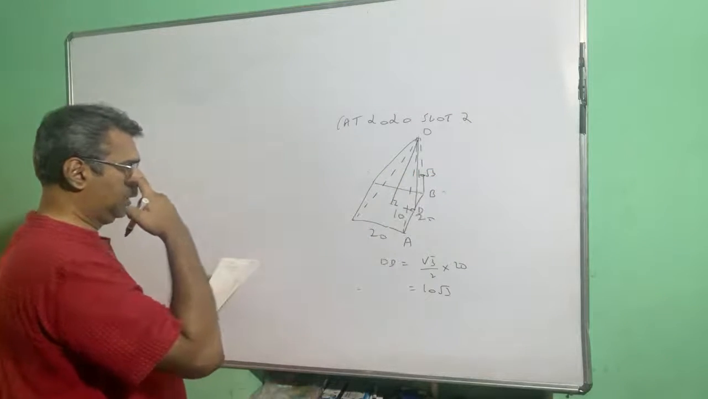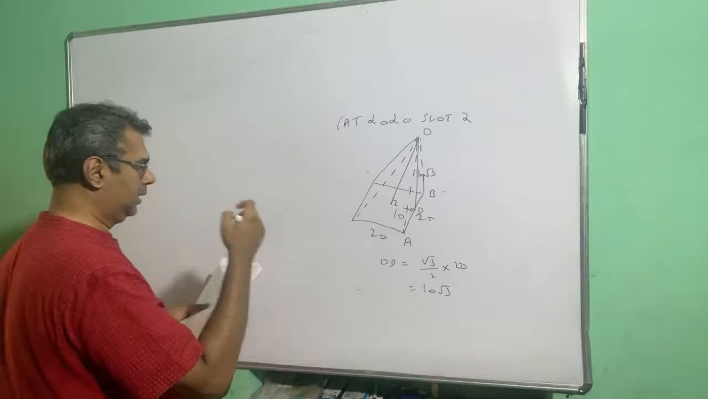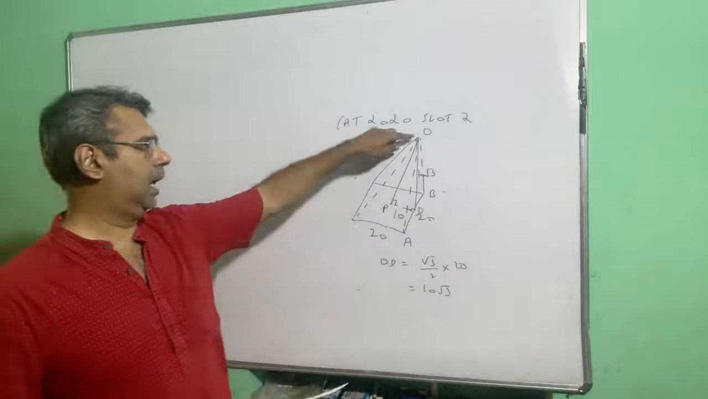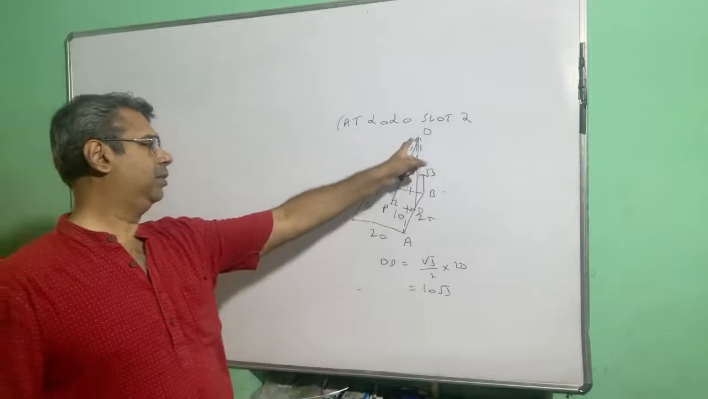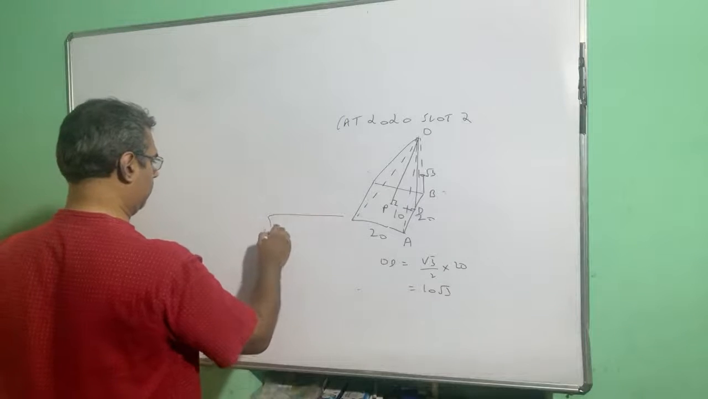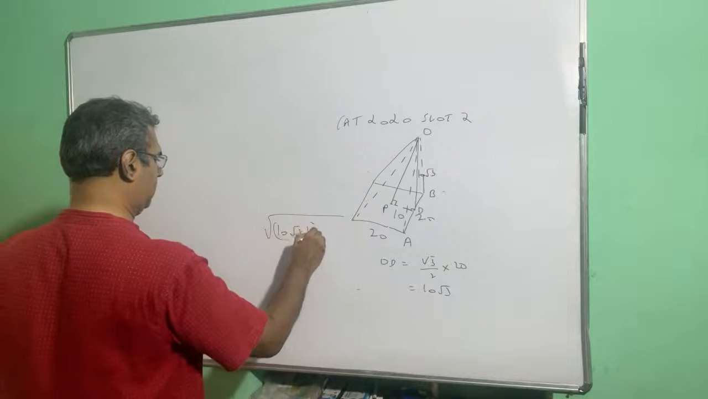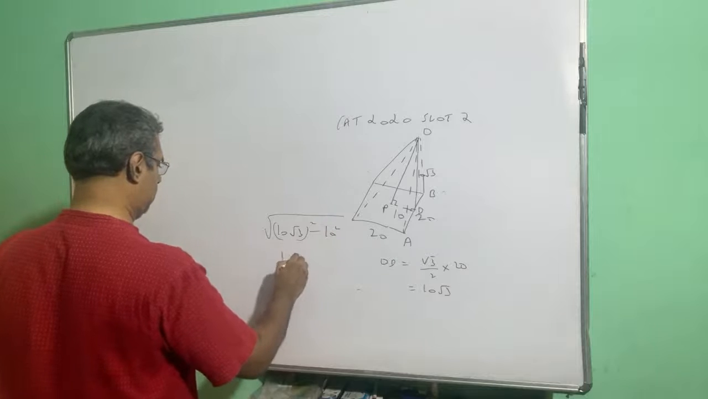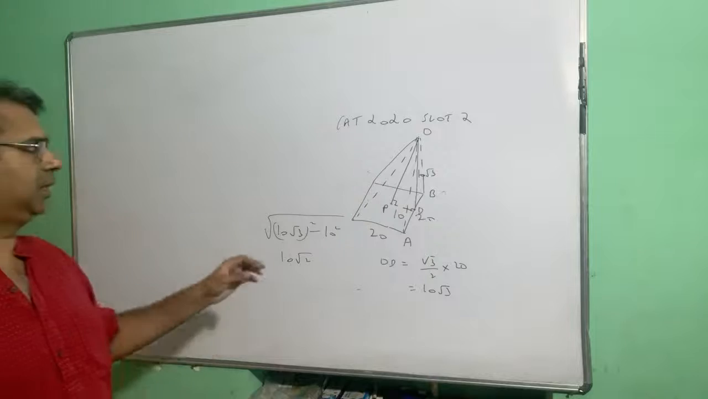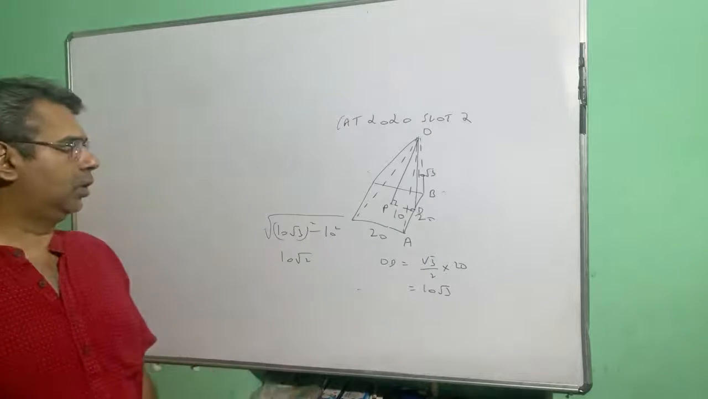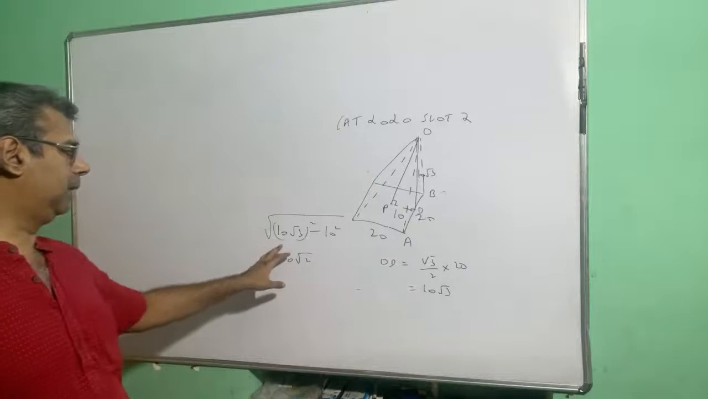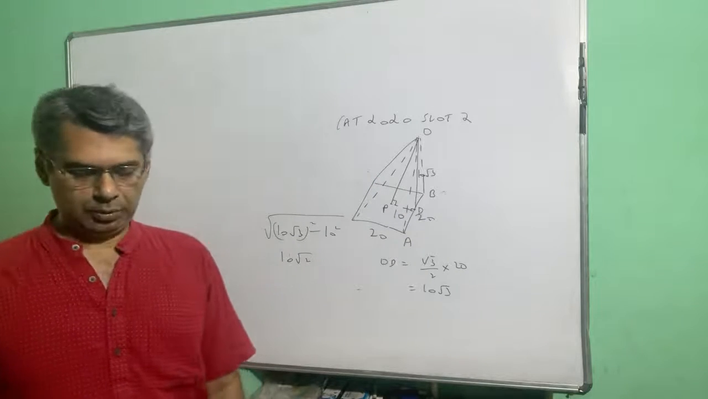So OD is 10 root 3. The question that came in the paper was: what will be the height of this pyramid? So 10 root 3 is OD, PD is 10. So the height of the pyramid will be root over (10 root 3) square minus 10 square. So that is 10 into root 2. This was the question which came in the CAT 2020 Slot 2 paper, that the height of the pyramid will be, by Pythagoras theorem, 10 into root 2, right?